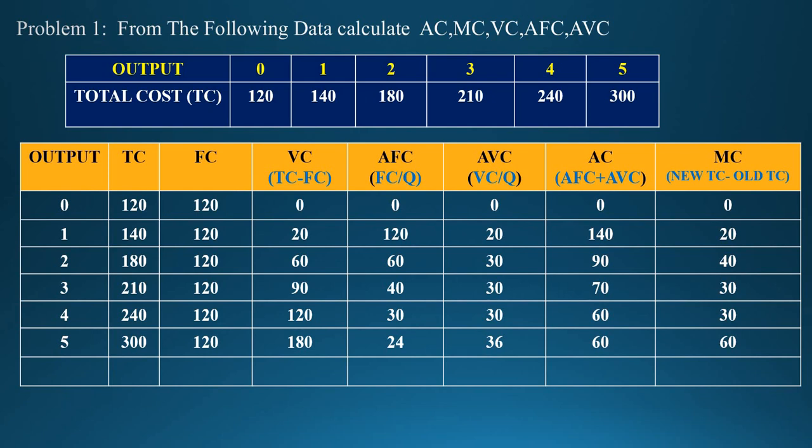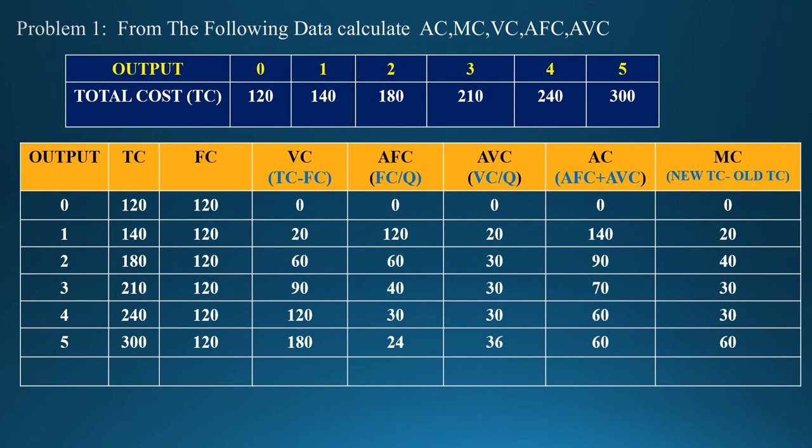Next we have to calculate the AC. AC is nothing but AVC plus AFC. Okay. So already we calculated AFC and AVC values. Now we have to add both and we will get the values of AC. First AFC and AVC values are 0, so 0 plus 0 is 0. Next is 120 plus 20, 140. 60 plus 30, 90. 40 plus 30, 70. 30 plus 30, 60. 24 plus 36 is 60. So this is how we got the AC values.